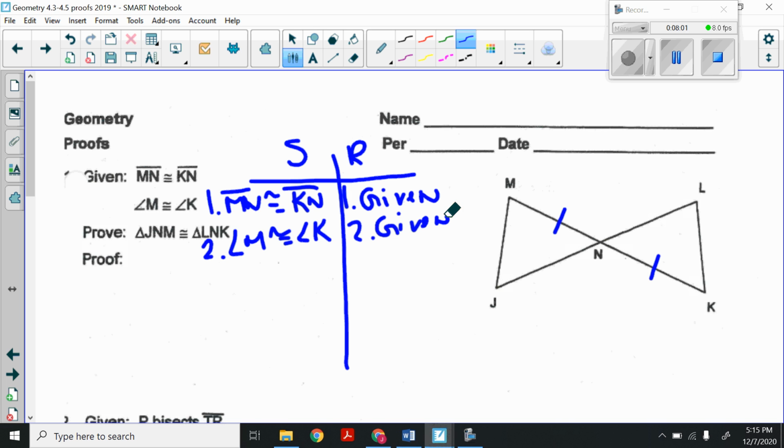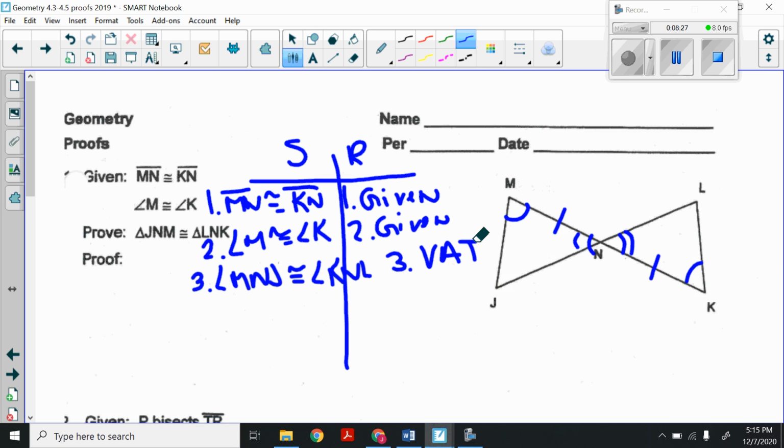So M and K. So then I look at, in my picture, what do I know that's not marked? I know this angle is the same as this angle. I can't just say angle N and angle N though. So I need to say angle MNJ congruent to angle KNL. My reason, what kind of angles are they? They're vertical angles. So VAT, vertical angle theorem.